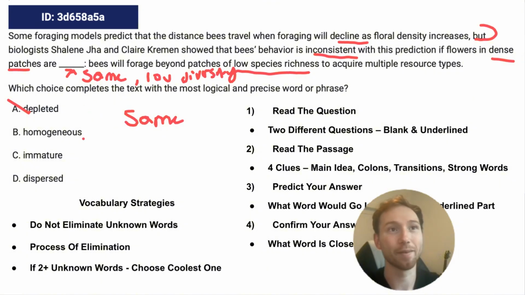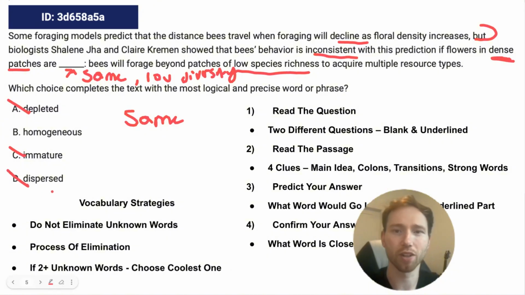Let's move on to C, immature. So in the case of flowers, immature would mean that they're not developed or fully grown. In this case, we don't really have any evidence that the problem is whether the flowers are developed or not, but rather whether they're the same type. In addition, they're in dense patches as well. So it's not going to be C. Dispersed. Dispersed is the opposite of what's going on in the passage. So remember, these are dense patches. So these dense flowers in dense patches are dispersed. Well, then they wouldn't be dense patches, would they? So it's not going to be D.